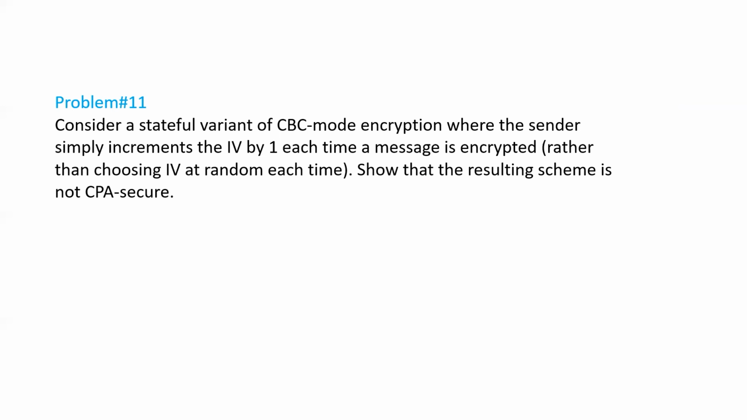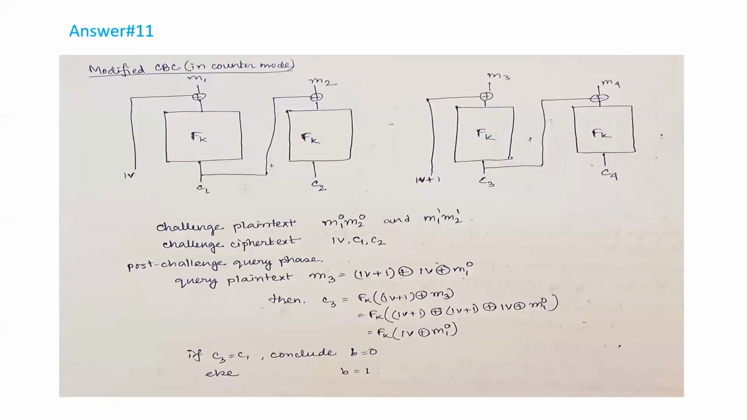In a similar way, we can argue that in this case also, where for each session the IV is incremented by 1, the resulting scheme will not be CPA secure. How? Let's say in the first session the plaintext was M1 and M2. Assume the challenge phase where the adversary knows the possible values of plaintext. It can either be M10, M20, or it can be M11, M21. And it is seeing the challenge ciphertext, which is of the form IV, C1, C2. And you need to determine whether this challenge ciphertext is an encryption of this or an encryption of this.